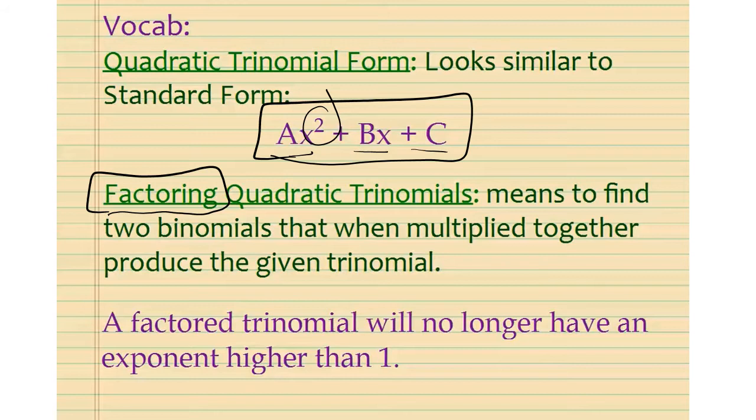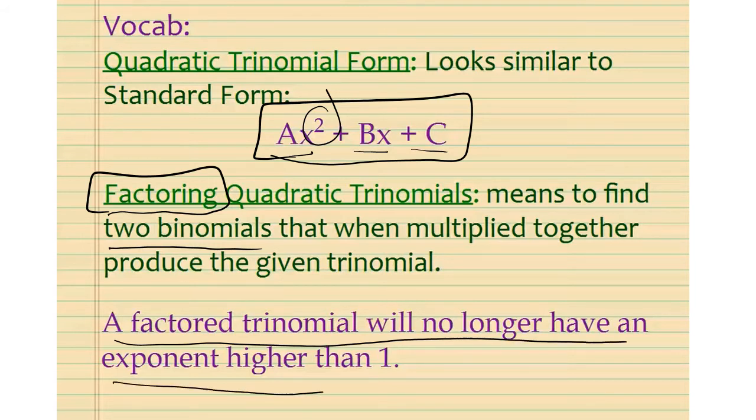And we're going to be finding two binomials. You've practiced multiplying binomials to get a trinomial. Now we're going to go the other direction. We're going to factor trinomials to get two binomials. A factored trinomial will no longer have an exponent higher than 1. Our binomial will have x to the first power.